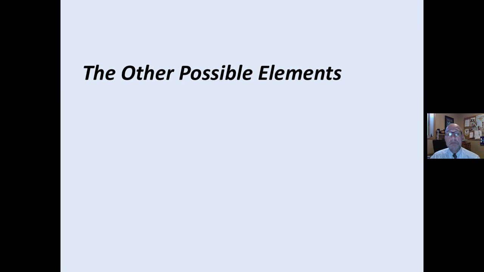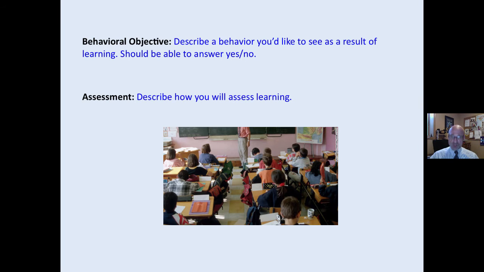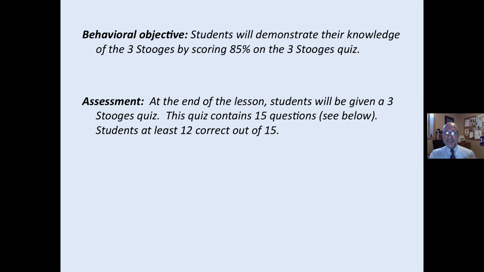Here are some other possible elements that you could include. Some people want to use behavioral objectives. This would be to describe a behavior you'd like to see as a result of learning. You should be able to say yes or no as to whether that objective is met. An assessment. How will you assess learning? How do you know learning has taken place? If I were to use that, here are two examples. Students will demonstrate their knowledge of the Three Stooges by scoring 85% on the Three Stooges quiz. Assessment. At the end of the lesson, students will be given a Three Stooges quiz. This quiz contains 15 questions. Students will score at least 12 out of 15 correct.